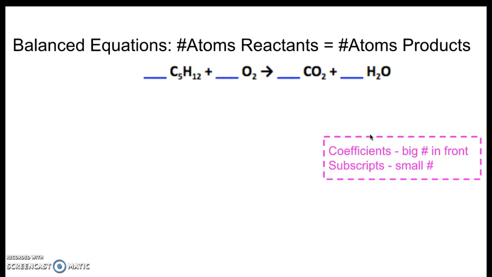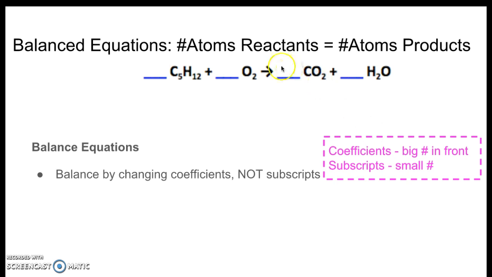Okay, now we're going to go into the last part of the law of conservation of mass, which is balancing equations. This video will not show you how to balance equations, but it will just help you to recognize if an equation is balanced and to answer a simple CFU. So in order for an equation to balance, the number of atoms on the reactants and product side must be equal. And the way that we balance things is we balance by changing coefficients, not subscripts.